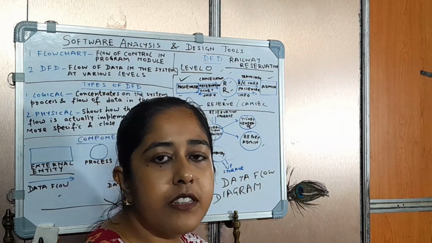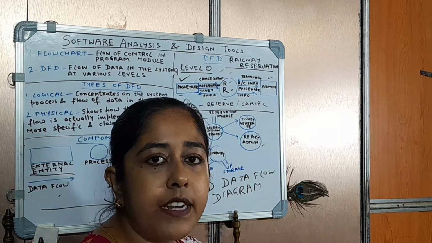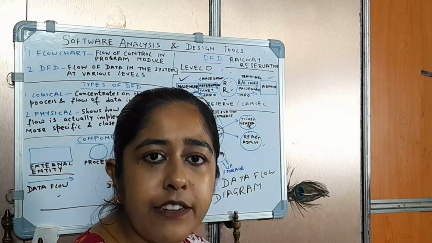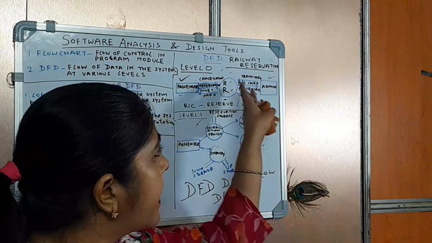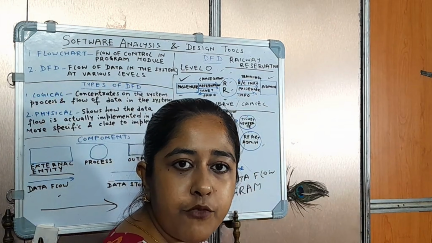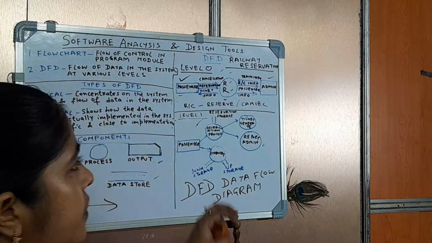The admin is giving the report, whatever the train info is, up and down trains, whatever is coming, that information he is putting inside this railway reservation system. So this is my process. Obviously again from entity to process it is coming, the data is flowing.